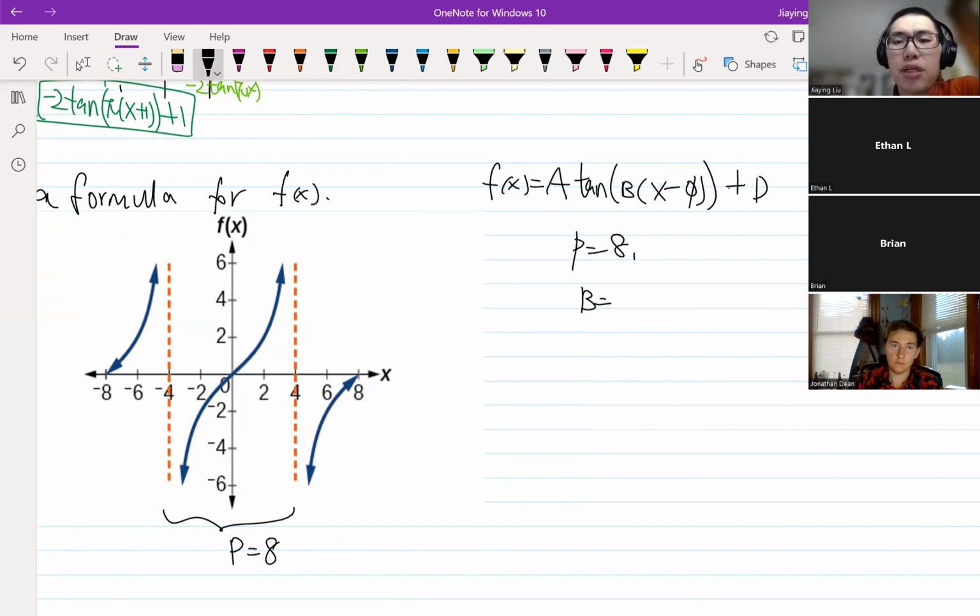The b is going to be, well, we know that 8 equals 2 pi over b. Sorry, pi over b, so b equals pi over 8. It's not 2 pi with tangent. The period is just pi, so that's pi over 8. That's the b value. And is this tangent going to be shifted left or right from the x-axis? Looks like the point in the middle of the graph is right at the origin, so there's no phase shift. So phase shift equals 0.